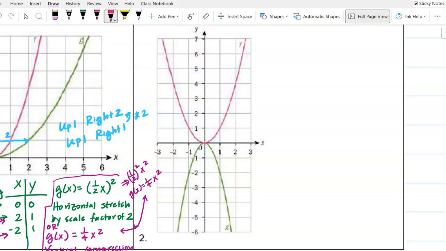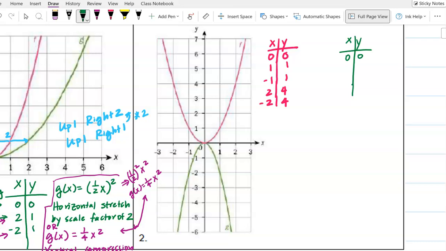Okay, so once again, I'm going to make my points x, y, 0, 0, 1, 1, negative 1, 1, 2, 4, negative 2, 4. And then let's see how it changed. 0, 0. Once again, we know that there's not going to be anything added. And then 1, negative 2, and negative 1, negative 2. And so I can see I could link these 2 points up right there. Nothing happened to the x. Something happened to the y, and it got multiplied by negative 2.